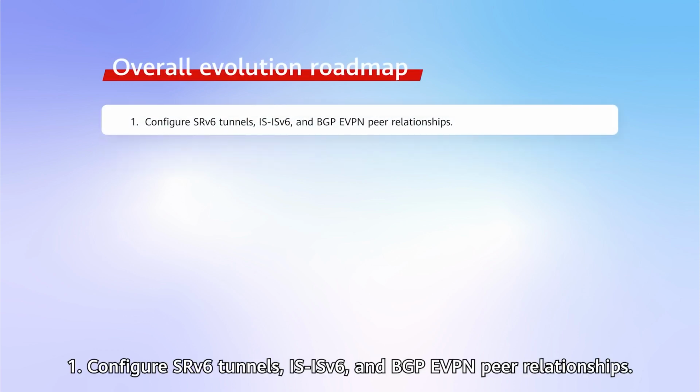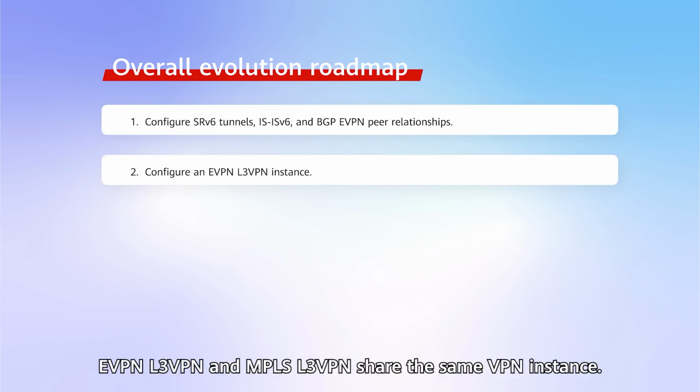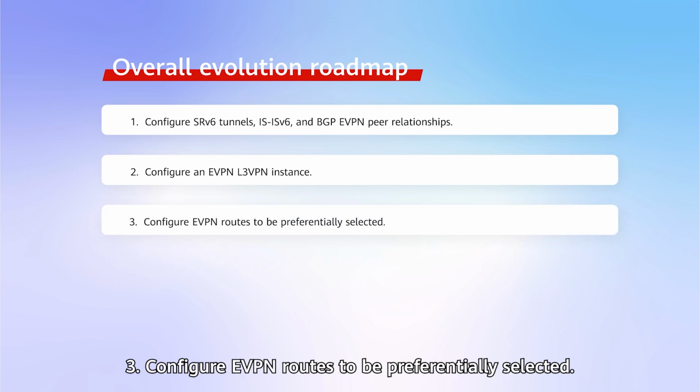First, configure SRv6 tunnels, SRv6, and BGP EVPN peer relationships. Second, configure an EVPN L3VPN instance. EVPN L3VPN and MPLS L3VPN share the same VPN instance. Third, configure EVPN routes to be preferentially selected.